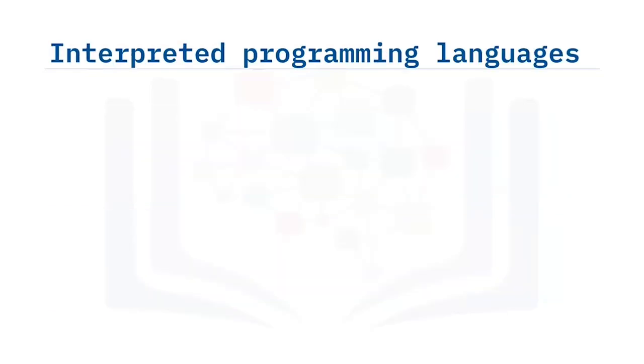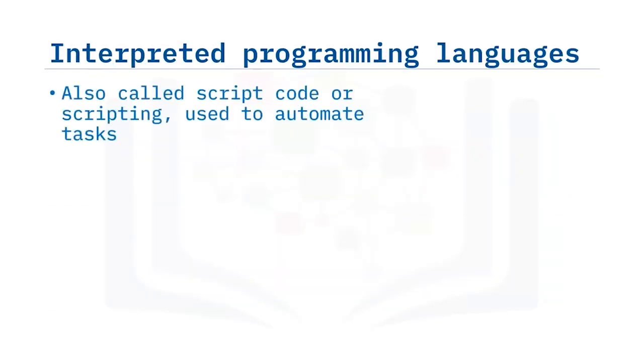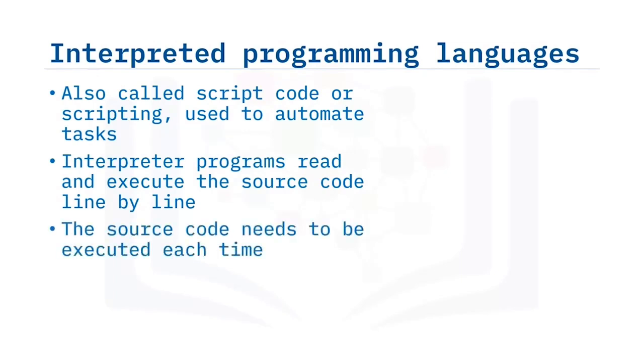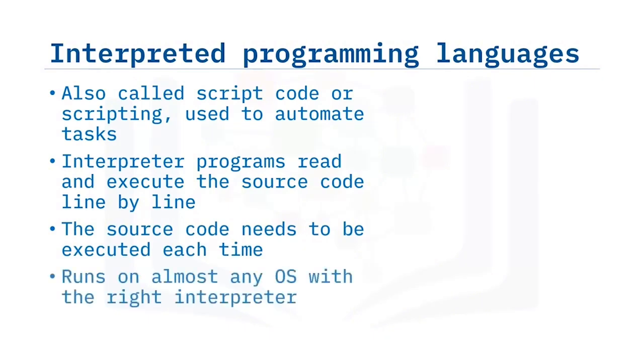Interpreted programming languages are also called script code or scripting because they are used to automate tasks. Interpreter programs read and execute the source code line by line like someone would read a script. Each time the program runs, the source code needs to be executed to receive the desired output. And source code written in one of the interpreted programming languages runs on almost any operating system with the right interpreter.